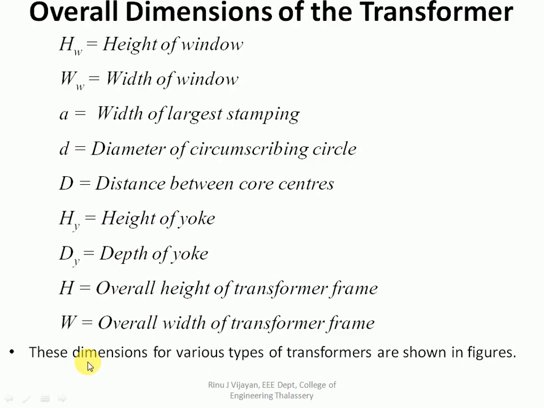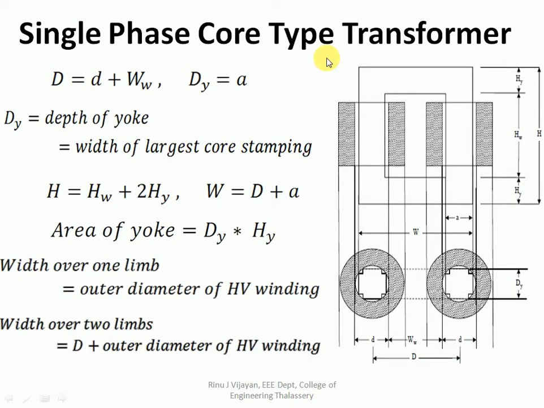Next we are going to see the overall dimensions of the transformer. The standard indications which are used are represented here. We will begin with the dimensions of single phase core type transformer. The diagram of single phase core type transformers are given here. This is representing the vertical cross section and this one is representing the horizontal cross section of the transformer. This portion is indicating the window of the transformer. These two are the cores and these are the limbs.